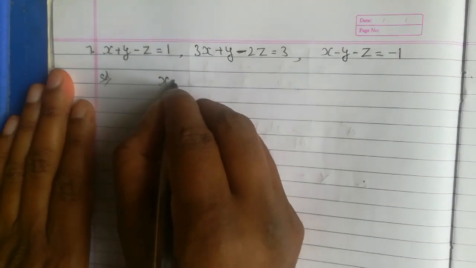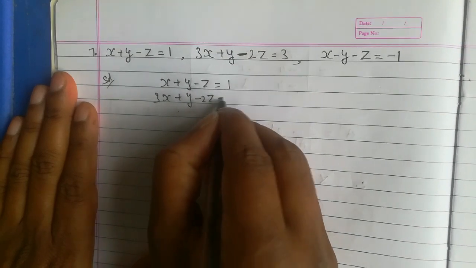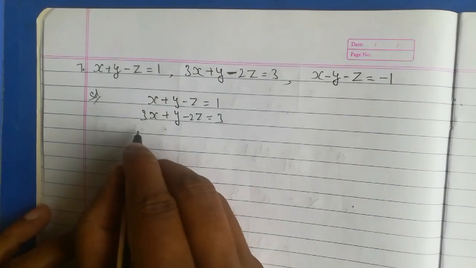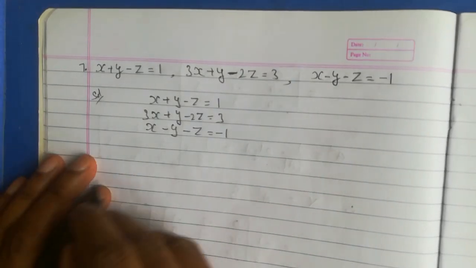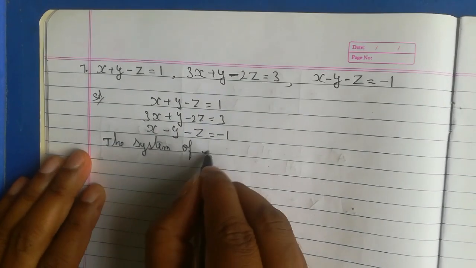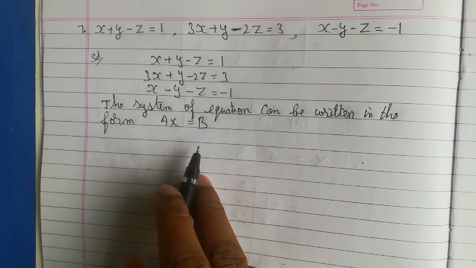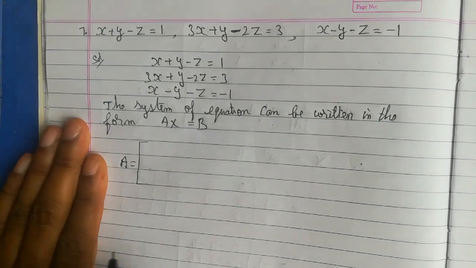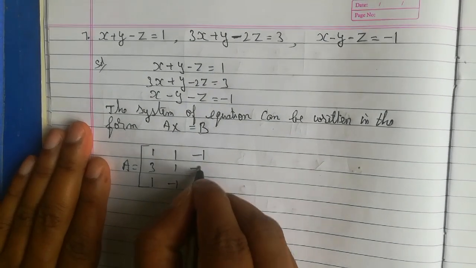Solution. Equal to minus 1. So we got these values. Then the system of equation can be written in the form AX equal to B. I will write the value of A. We know that we can write the coefficient of x, coefficient of y, coefficient of z.